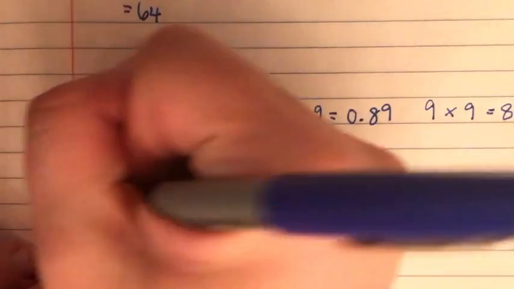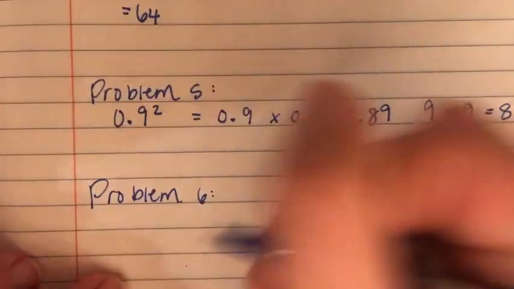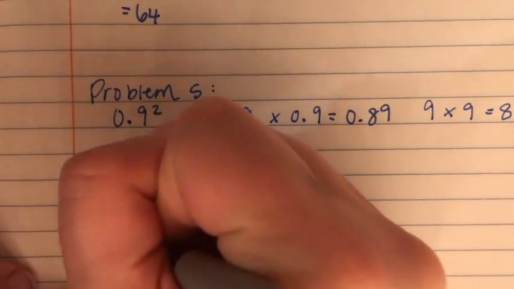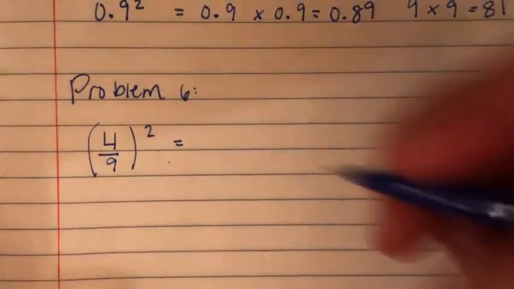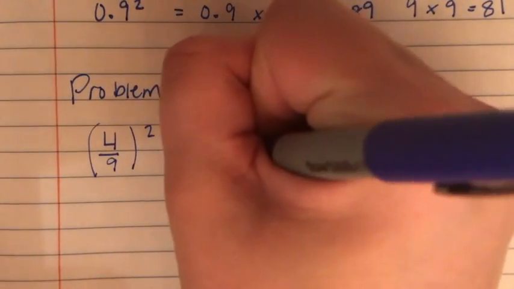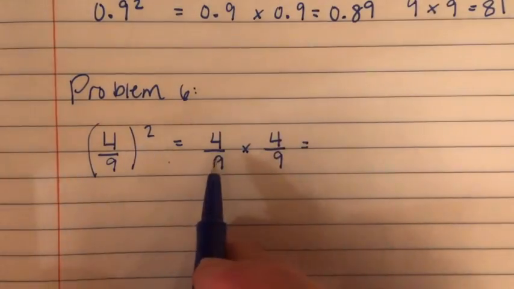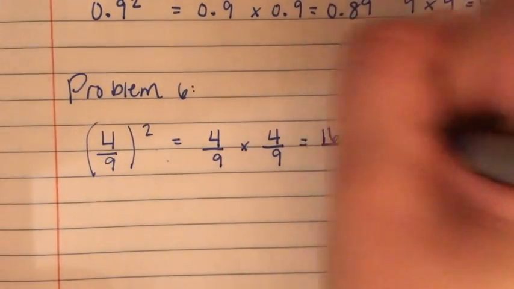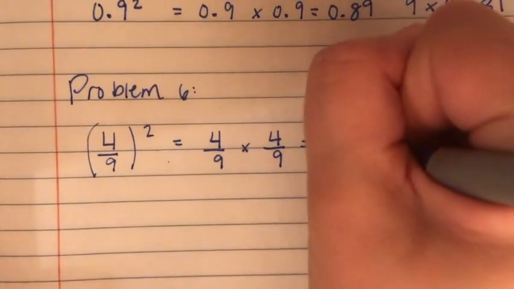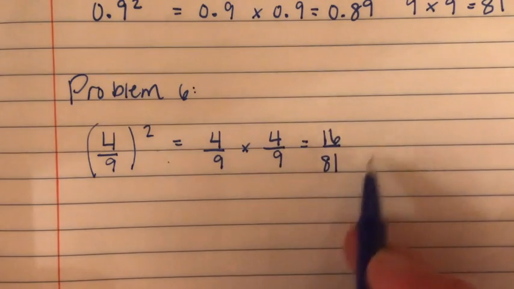Okay, last problem. 4/9 squared. So we're going to do 4/9 times 4/9. And again, we multiply across, so I get 4 times 4 is 16. 9 times 9 is 81. These two numbers share no common factors. I can't reduce it, so therefore that is my final answer.